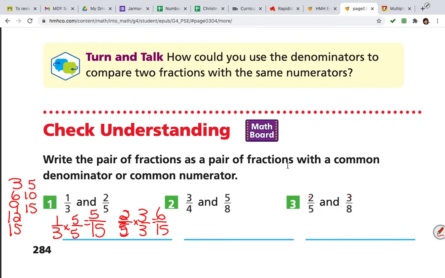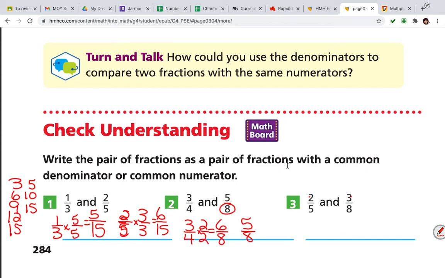All right, 3/4 and 5/8. Why don't we make both of them have a denominator of 8? Because 8 is a multiple of 4. So let's change 3/4 times what equals something over 8. Well, 4 times 2 is 8, so 3 times 2 is 6. And we don't have to change 5/8 because that would be multiplying it by 1. So then we would have 6/8 and 5/8 as our equivalent fractions.